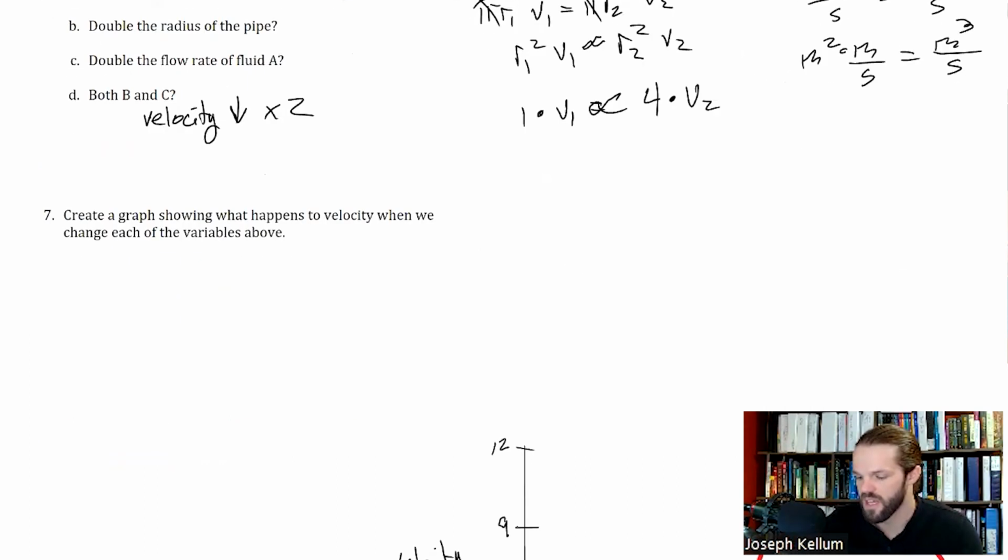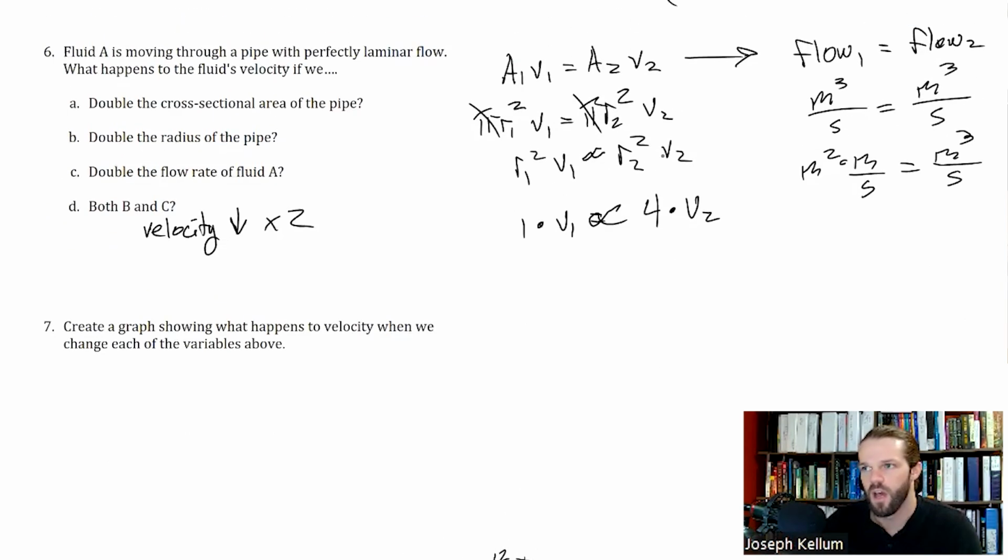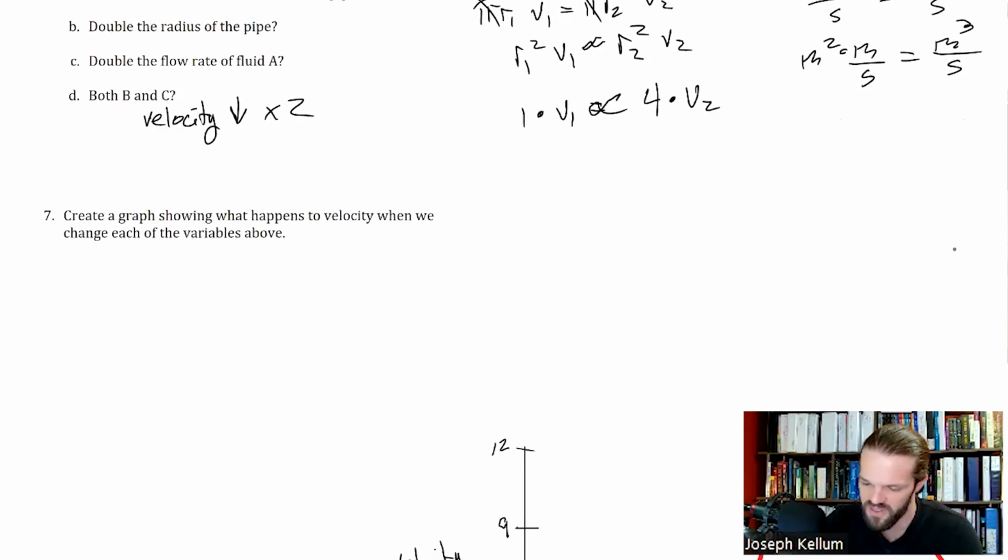The next thing I want to talk about that is super pertinent to that is how to go about creating a graph of an equation when given just the equation, or just a correlation between two variables, or how to create an equation given a graph. So this one says, create a graph showing what happens to velocity when we change each of the variables above. Crazy. I don't want to do that. That's going to take too long. We're not doing that. We will do a subcomponent of that.